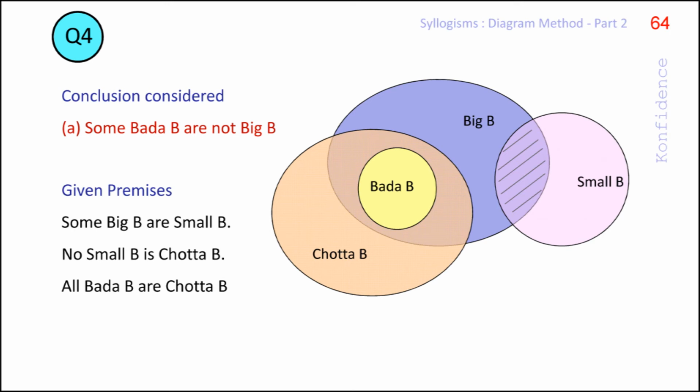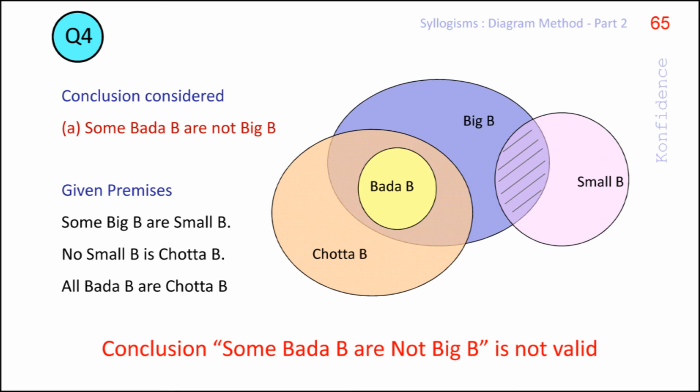Is the statement some Bada B are not big B true here? No, it is not. In the diagram, Bada B is completely within big B. So all Bada B are big B. So there is no Bada B which is outside big B, and hence the conclusion some Bada B are not big B is not valid. Keep in mind that there may be arrangements where some Bada B are not big B. But that will not be true always, as in this case, and hence not a valid conclusion.